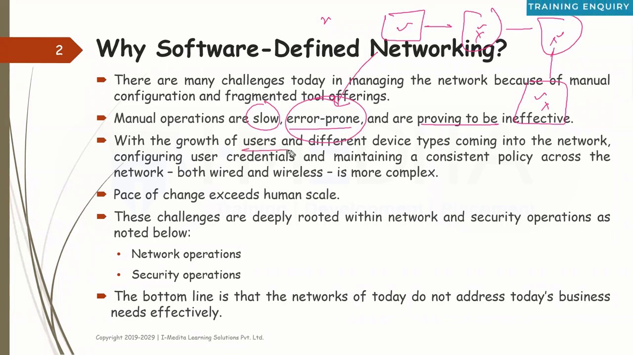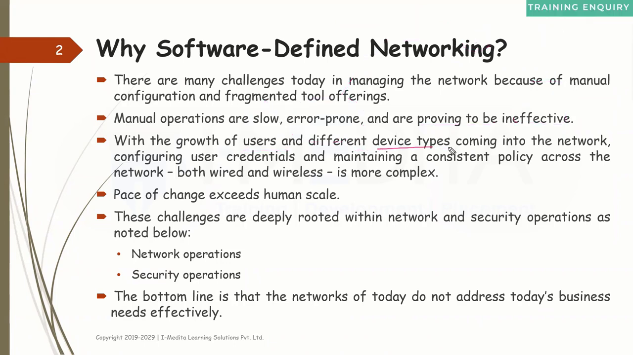With the growth of users and different device types coming into the network, earlier we used to have servers, desktops, and laptops, but nowadays we have mobile phones, IoT devices, and different types of devices in a modern day network. Not only static devices placed at a certain location, but also devices with roaming capabilities, such as our mobile phone, with which I can access the infrastructure anytime we want.